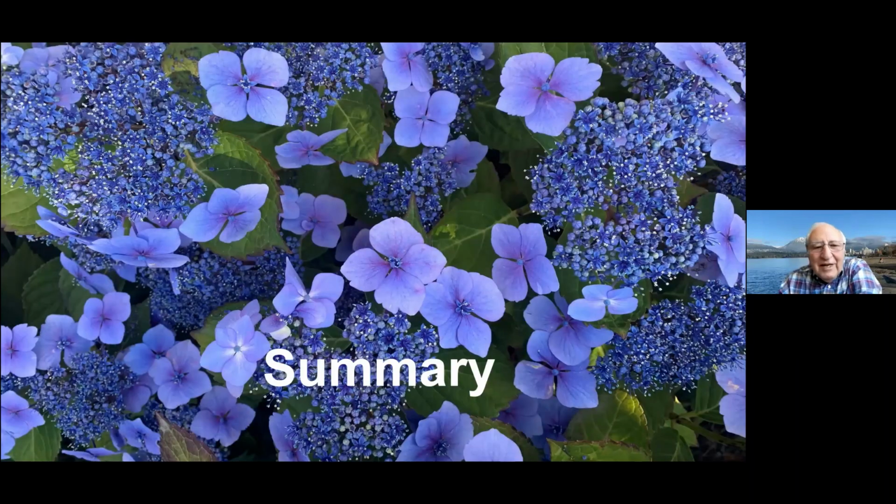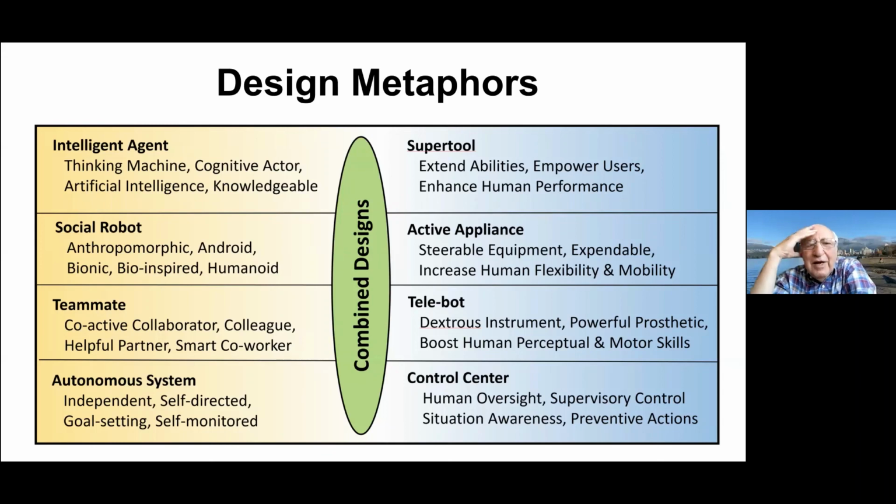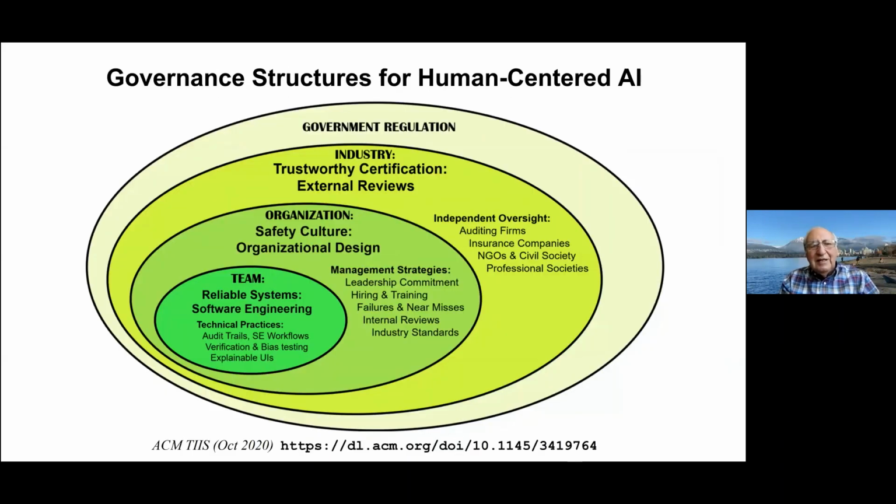So there we are. We come to the end with just a few takeaways. I want you to remember the idea of the different metaphors, to keep them in your mind. And my encouragement is to favor super tools, active appliances, telebots, and control centers. Secondly, there's a set of 15 recommendations that teams, organizations, industries, and governments can adopt. There's much more detail to describe about each of these. I focused on the explainable UI as one of the 15 recommendations.